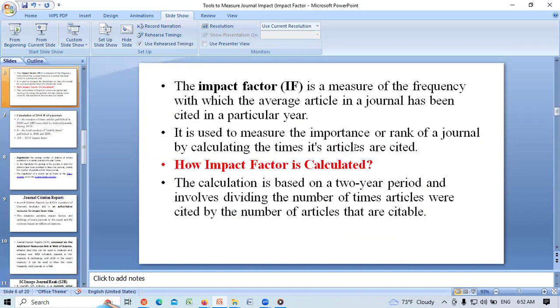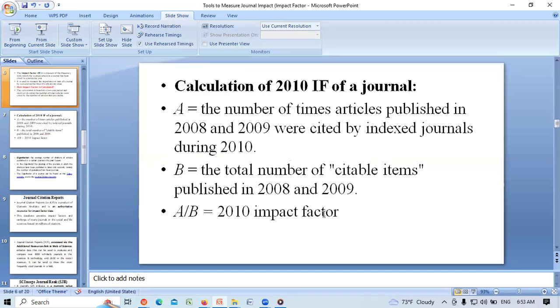The impact factor is the measure of the frequency with which the average article in a journal has been cited in a particular year. It also measures the importance or rank of a journal by calculating the times its articles are cited. The calculation is based on a 2-year period involving the number of times articles were cited and the number of articles that are citable. For example, for the 2010 impact factor, with 2008 to 2009, A is the number of times articles published in 2008-9 were cited, and B is the number of citable items.